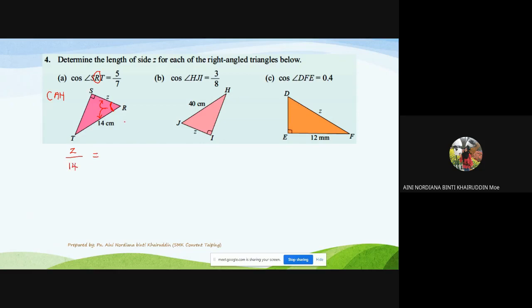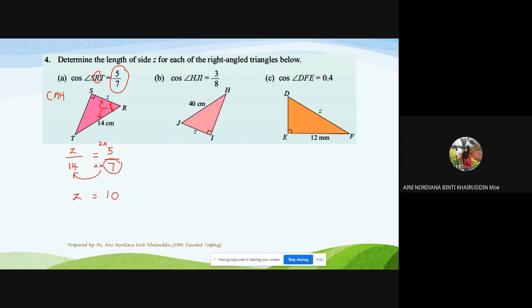So first you write Z over 14. Then equals to this, 5 over 7. You can do cross multiplication, or if you can see here, this is 7. In order to get 14, you have to times 2. So when the denominator you times 2, the numerator you also times 2. So you will get z equals 10.